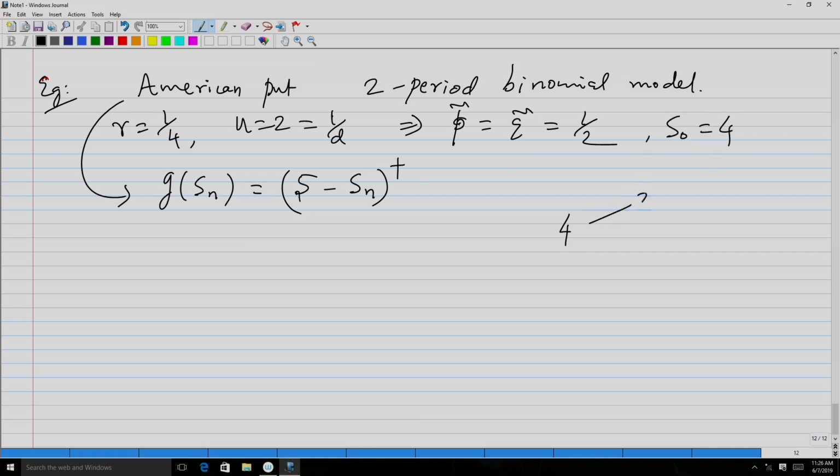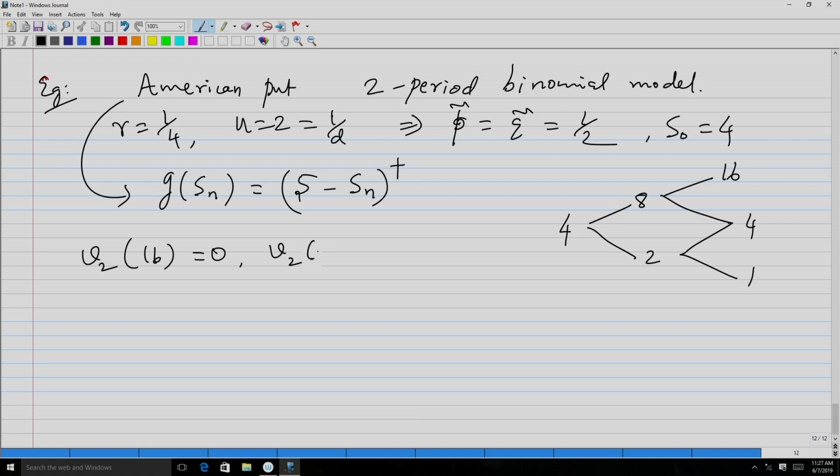So, S naught becomes either 8 or 2, and this becomes 16 and this becomes 4 or this becomes 1. So, in 2 periods this is the setup that you have, the underlying stock price process at various nodes and for various tosses. Since it is Markov based, we have incorporated American within that. So, the prices at time 2 you can easily compute at each of these nodes: V 2 at 16 is going to be 0, V 2 at 4 is going to be 1, and V 2 at 1 is going to be 4, right.